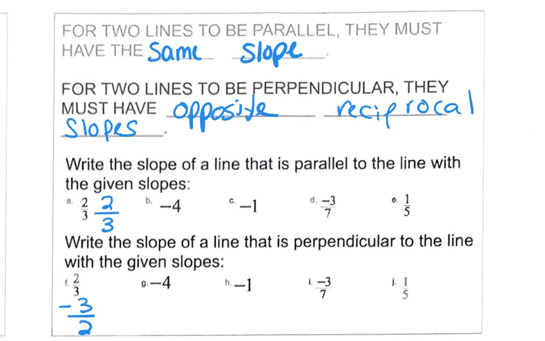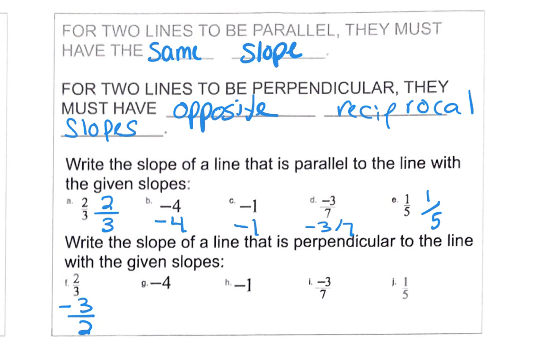Okay, so our slope of our line that is -4, the parallel slope would have to also be -4. If my original slope for my line was -1, the line parallel would have to have a slope of -1. If my original slope was -3/7, the other line would have to have a slope of -3/7. And then if I had a slope that was 1/5, the line parallel would also have to be 1/5. So basically when it's parallel, the lines are exactly the same slope, so they're going to be the same number. So when it's perpendicular, they always have to be opposite reciprocals.